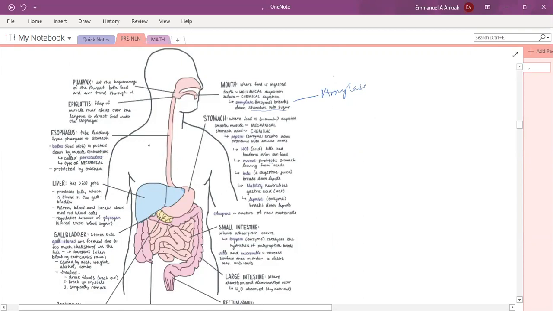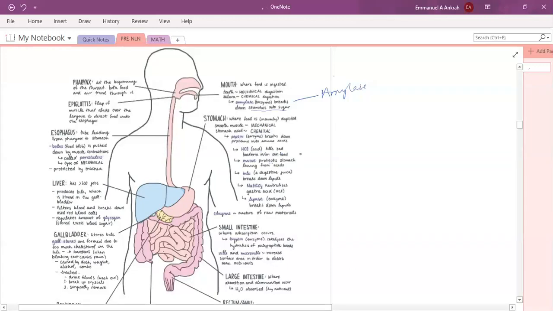So it goes down, and then once it goes down, it enters the stomach. In the stomach, we also have mechanical and chemical digestion. For mechanical digestion, the smooth muscles contract and break down the food further, mixing it up with the gastric juice in the stomach. The chemical in the stomach is the acid, HCl. The function of the acid is to destroy some of the bacteria in the food.